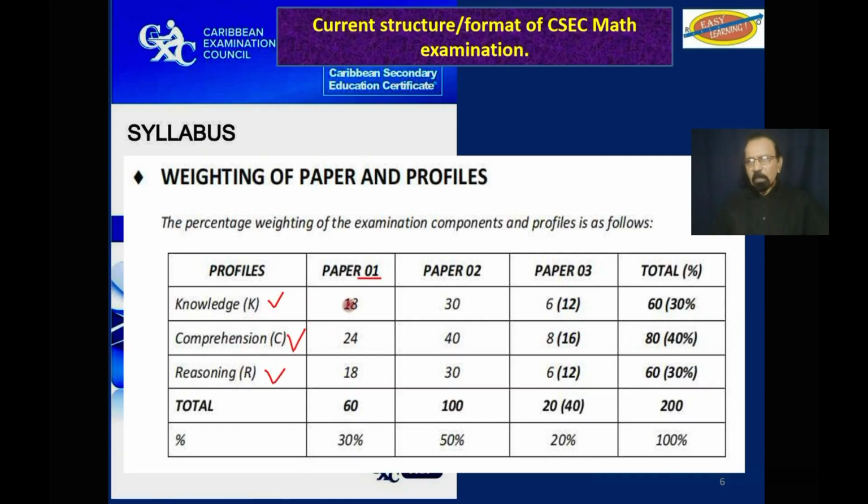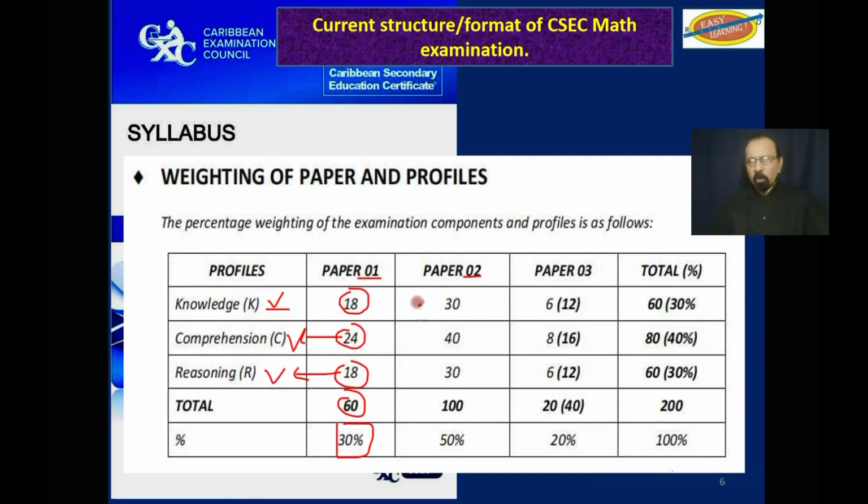There are 3 profiles: knowledge, comprehension, and reasoning. In paper 1, 18 marks, that is to say 18 questions, will be based on knowledge, 24 marks or 24 questions on comprehension, and 18 more marks or 18 questions based on reasoning, for a total of 60 marks, which will carry a weight of 30% if you get everything right.